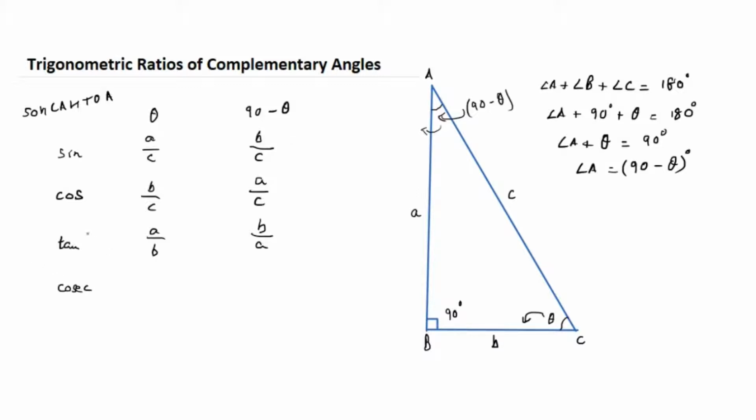Cosecant or cosec is, we know, the reciprocal of sine. So let's just flip the numerator and denominator, so that becomes C over A. And for 90 minus theta, the cosec of 90 minus theta becomes C over B. Secant theta or sec of an angle is going to be the reciprocal of cos, so in this case it would be C over B, and here it would be C over A. And the last ratio we are left with is cot. Cot is the reciprocal of tan, so that will be B over A and A over B.